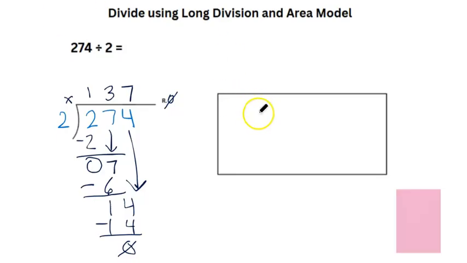Now let's take a look at the area model. Just like I did with my long division bar, I'm going to put my divisor on the outside and my dividend on the inside. You may recall that when we were working with area models and multiplication, what we multiplied on the outside gave us our answer on the inside. This is the same thing we're doing. 2 times some number will give us our inside, our dividend here.